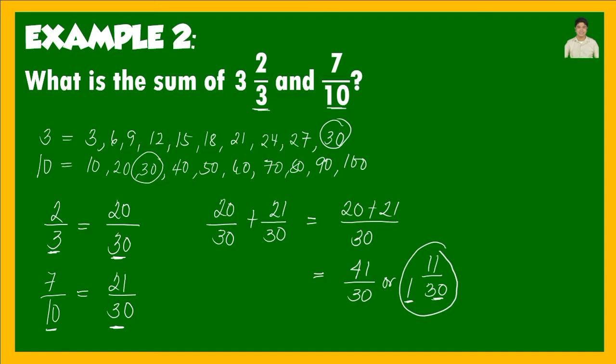And then, yung nakuha nating product, mag-add tayo ng 11, yung numerator. So, 30 plus 11, we have 41. That is why 41 over 30 is equal to 1 and 11 over 30. So, 1 and 11/30. So, that will be our final answer.